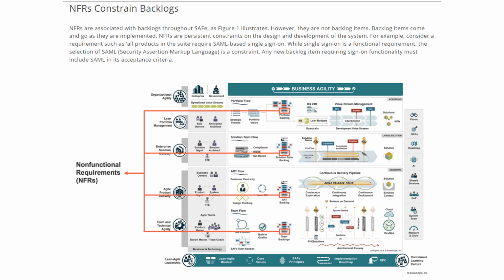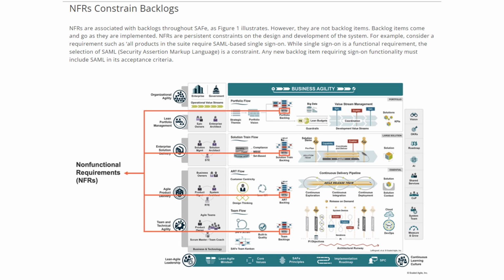NFRs constrain backlogs, right? If you look at this picture, NFRs are affecting almost every backlog at all levels. It affects team backlog, it affects ART backlog, it affects solution backlog, it affects portfolio backlogs. NFRs are associated with the backlogs throughout the SAFe, right? However, they are not backlog items. Backlog items come and go as they are implemented. NFRs are persistent constraints on design and development of the system.